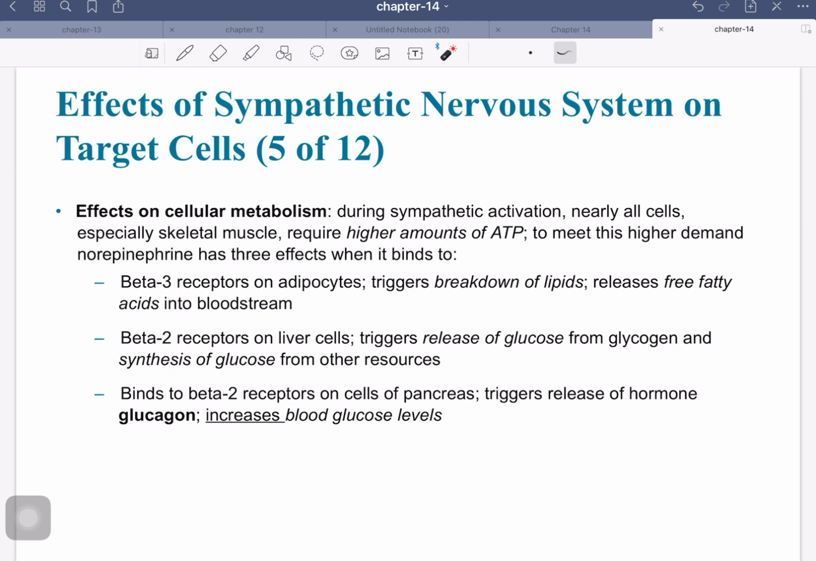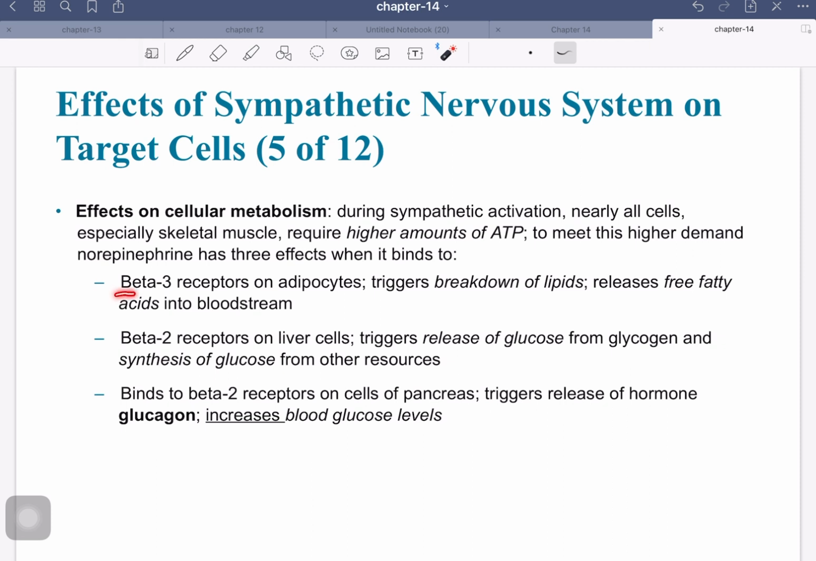many cells will require a higher amount of ATP because we're going to put greater demands on them in terms of their metabolism. So nearly all cells, and especially things like skeletal muscle cells, will require high amounts of ATP. So it's not surprising that one of the effects of the sympathetic nervous system is to basically provide these resources to the cells. So let's have a quick look.